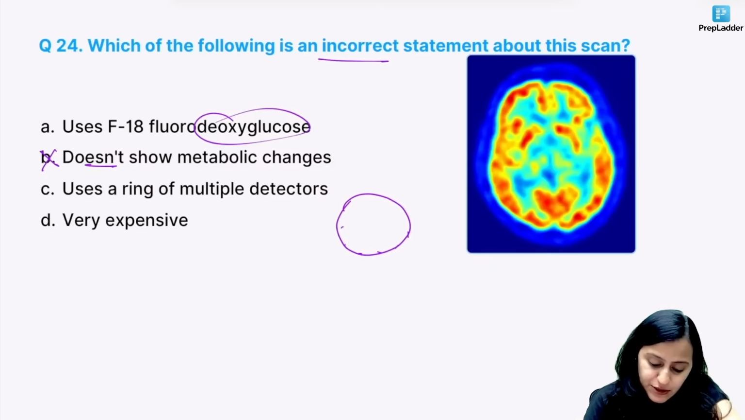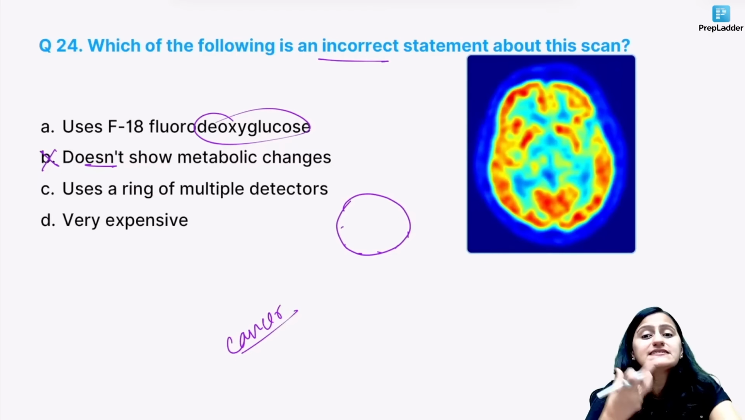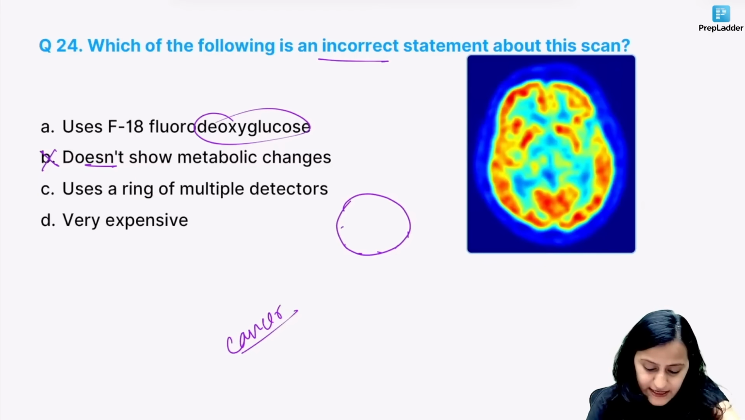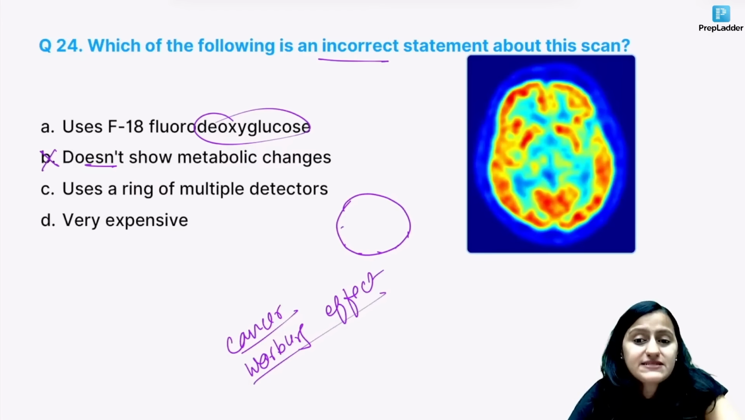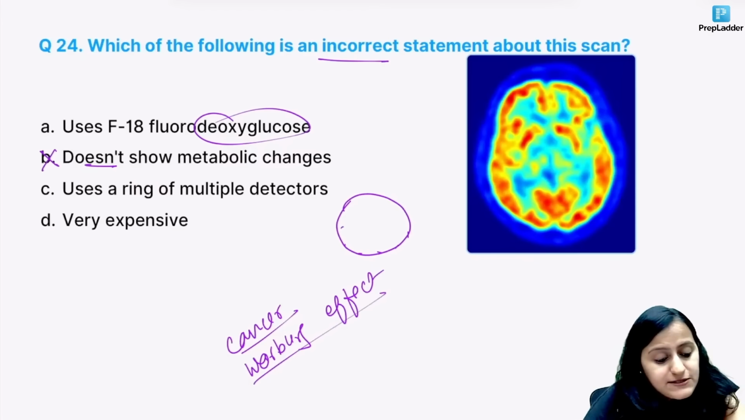PET is commonly used for cancer. The cancer cells take up more glucose. That is called what effect? Warburg effect. So which modality is dependent on the Warburg effect? The PET scan. What is the radioisotope used in PET scan?